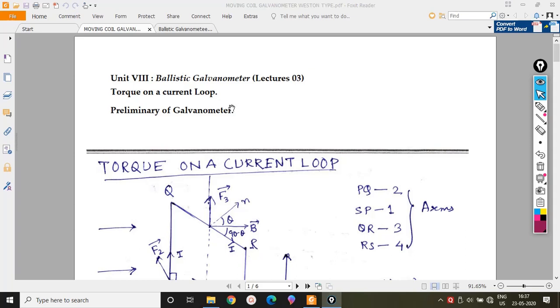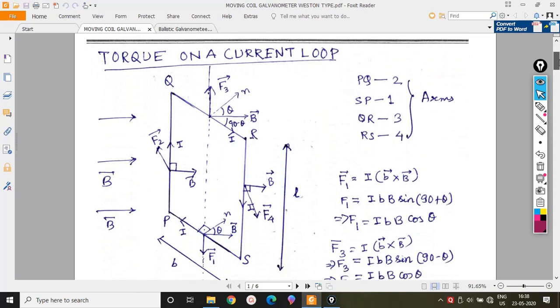Dear students, today in this particular lecture, we are going to discuss torque acting on a current loop and preliminary things about galvanometer. So here we go. First of all, let us start with torque acting on a current loop. To study torque acting on a current loop, we need the diagram, and definitely we need a loop also. Here I have not written the things in detail.